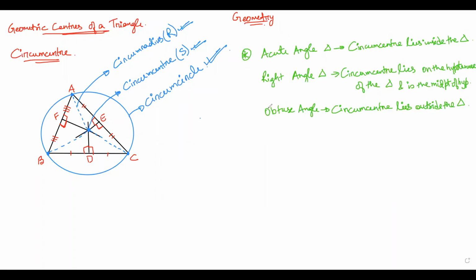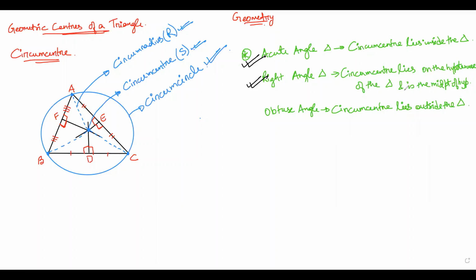Now, there are some important points about the circumcenter of a triangle which we need to remember. For an acute angle triangle, the circumcenter would be lying inside the triangle. For a right angle triangle, the circumcenter would be lying on the hypotenuse of the triangle.